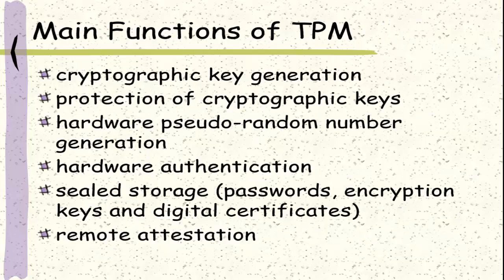A TPM chip's main functions include secure generation of cryptographic keys, protection of these keys, generating pseudo-random numbers, hardware authentication, sealed storage of passwords, keys, and digital certificates, and remote attestation. Remote attestation allows changes to the user's computer to be detected by authorized parties.